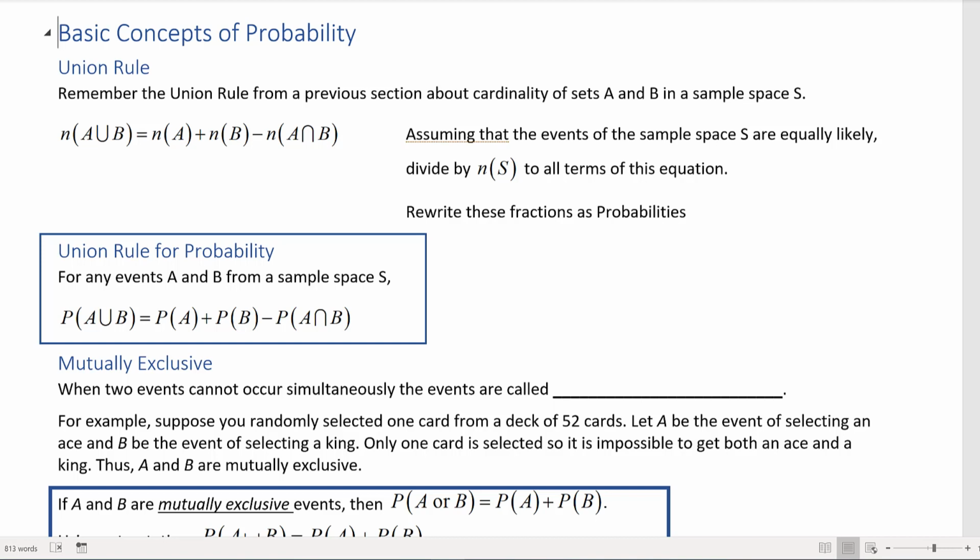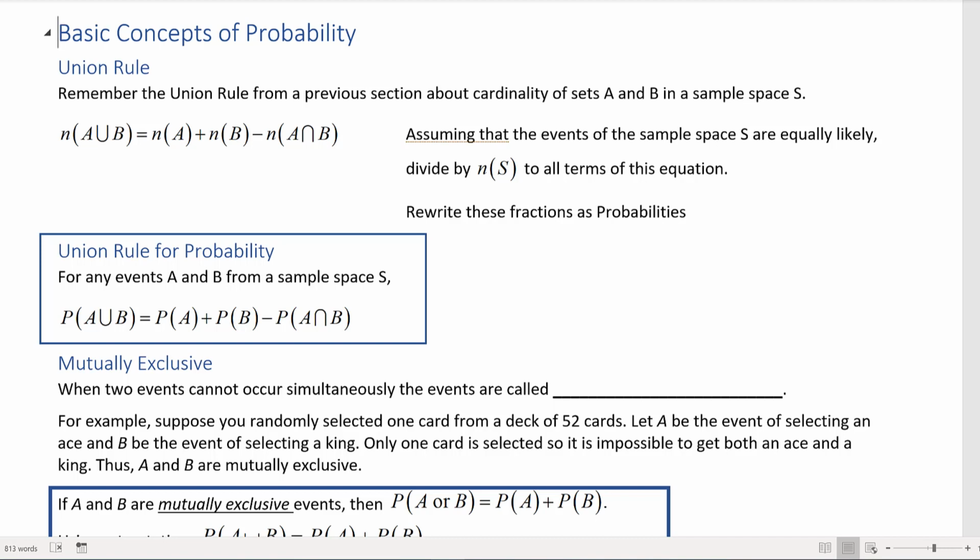So remember the union rule of sets from a previous section about the cardinality of sets A and B in a sample space S? We have n of A union B equals n of A plus n of B minus n of A intersect B. Remember we had to remove the parts that we counted twice in n of A and n of B, the n of A intersect B.